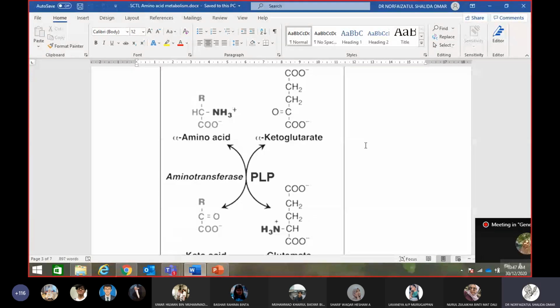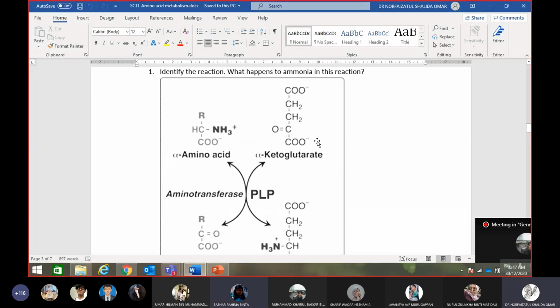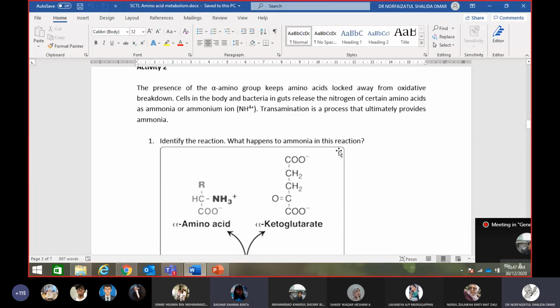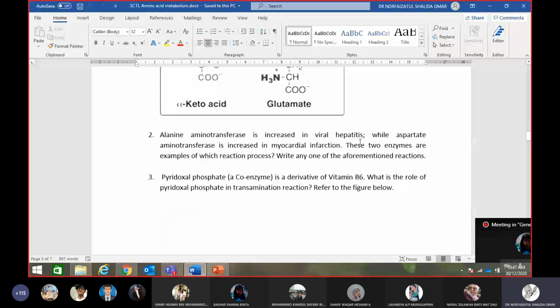What happened to ammonia in this reaction? Transamination process. It is removed, transferred into glutamate. Basically, it's a transfer of the amino group. As the name implies, transamination is a transfer of this amino group. So the amino transfer is done by alanine and aspartate.